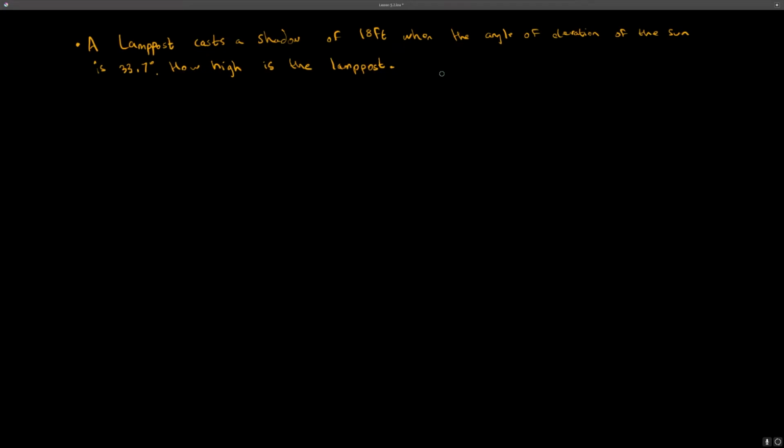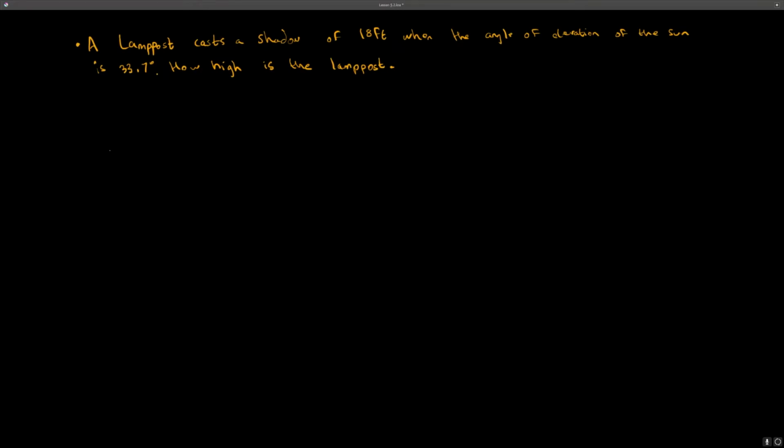So for this next type of question, we have a lamppost that casts a shadow of 18 feet when the angle of elevation of the sun is 33.7 degrees. How high is the lamppost? For these types of questions, which you will encounter at least one of in the exam, you need to know how to sketch or draw this kind of word problem.